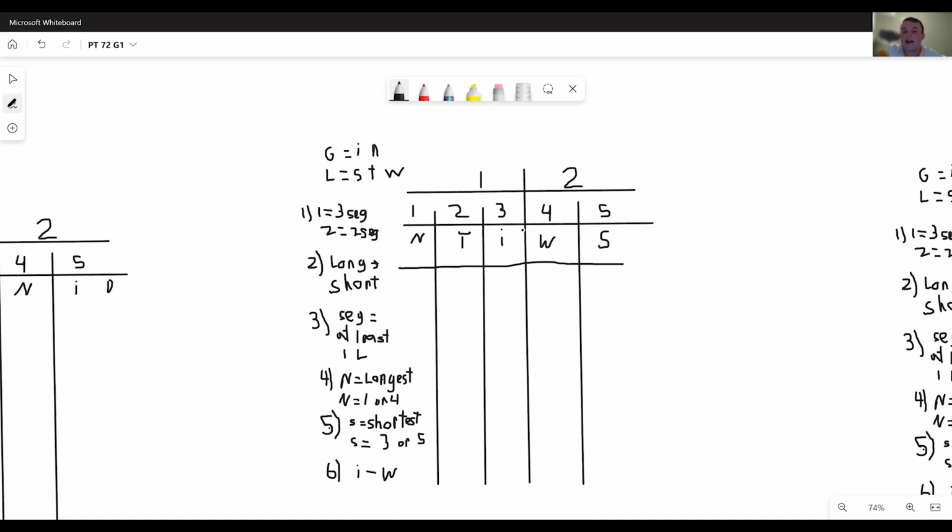And also if I is in 3, W can't be in segment 1, because that means W technically comes before it, so W has to be 4th. So here we already have 3, 4, 5. I know national has to be 1st, and T would have to be 2nd. Does that make sense to everybody? Kind of how A is correct?